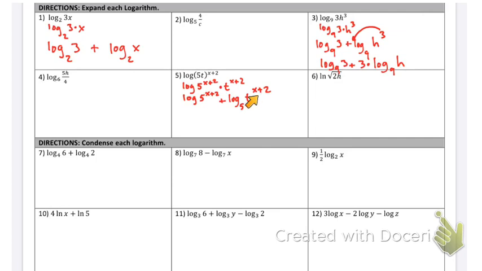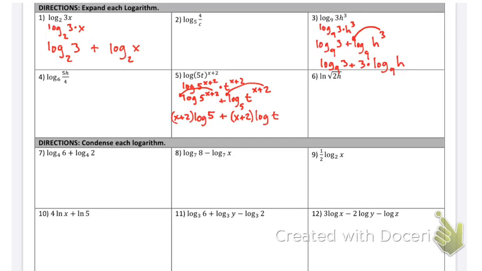And we also know that when you have a power, powers can get multiplied in front. So this guy can now get multiplied in front, and so can this guy. So we're going to have x plus 2 multiplying in front, log 5 plus x plus 2 log t. Okay, and that's your final answer there.